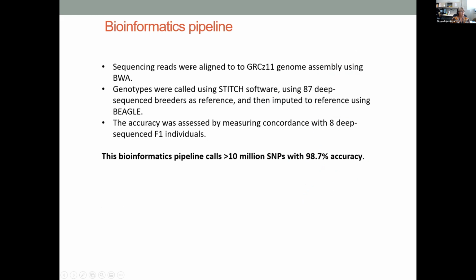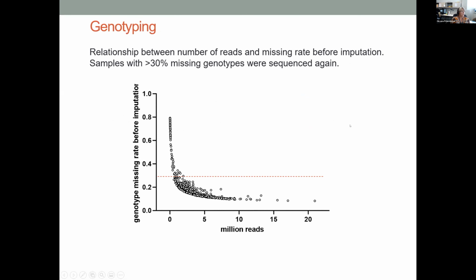For the bioinformatic part, we align to the genome assembly available from GRC. Then we call genotypes using Stitch software and using these 87 deep sequenced breeders as a reference. We only use Stitch for iteration 1, and then we impute genotypes to the reference using Beagle. Then we measure accuracy by comparing genotypes with deep sequenced individuals.